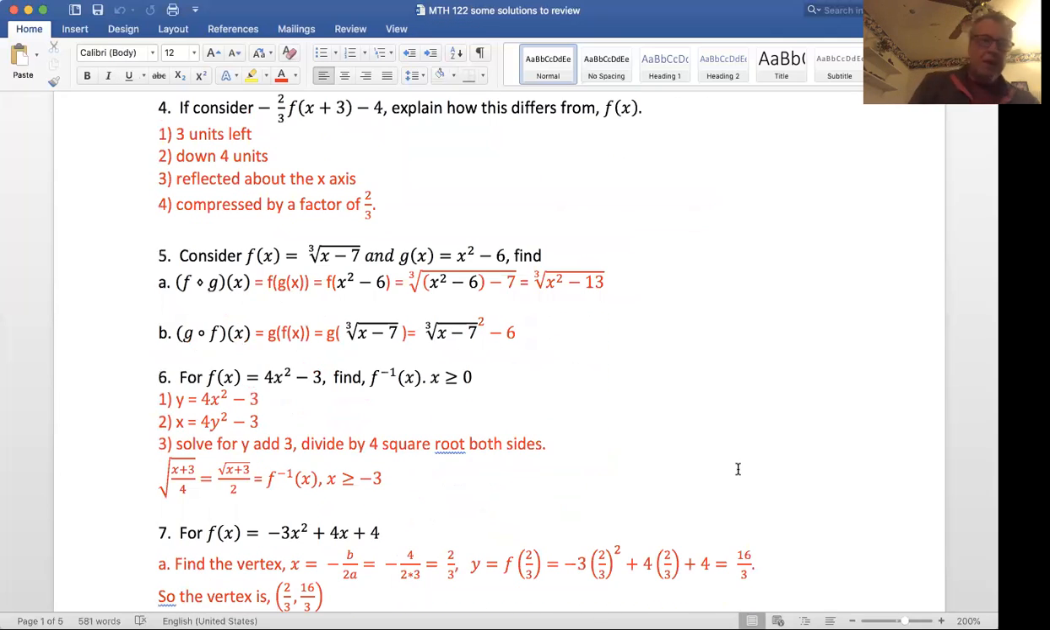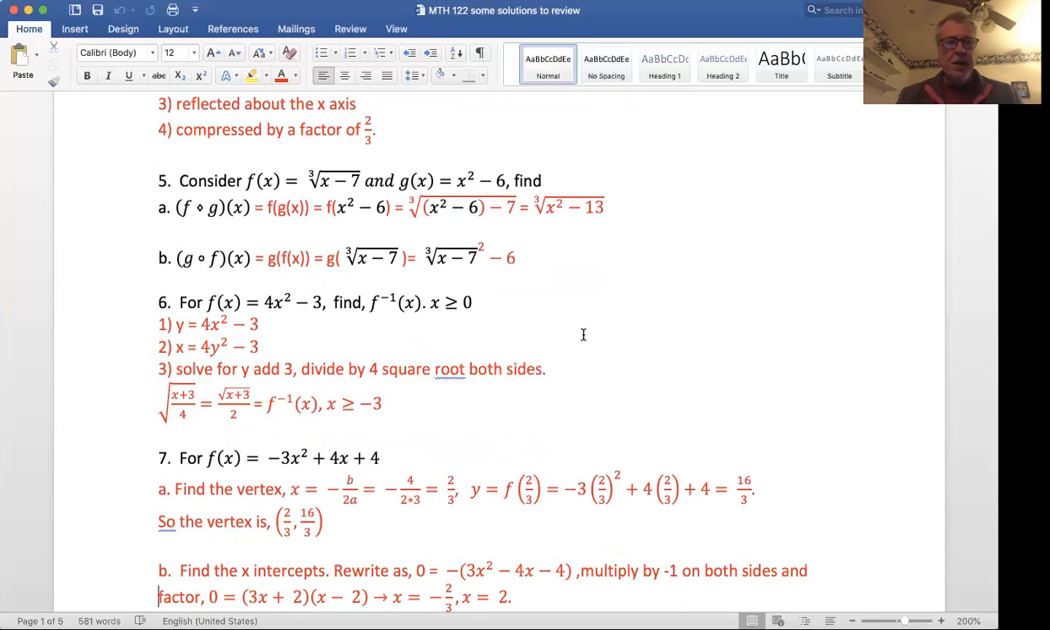You should know how to do composite functions. We have an example of two composite functions. F composed with g of x: that means every place in f, we're going to put g of x. So since f is the cube root of x minus 7, we replace the x with x squared minus 6. So we end up with the cube root of x squared minus 6, minus 7. Simplifying, we get x squared minus 13.